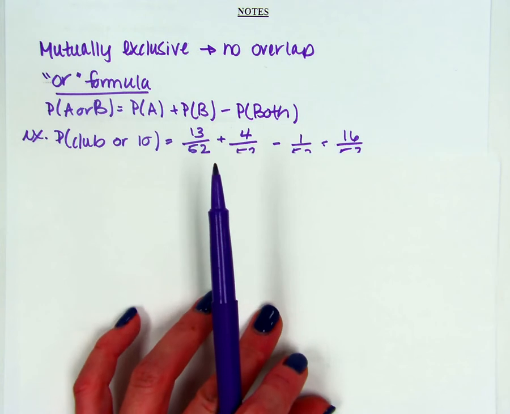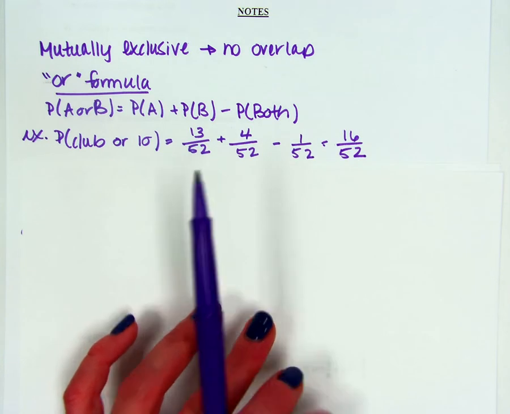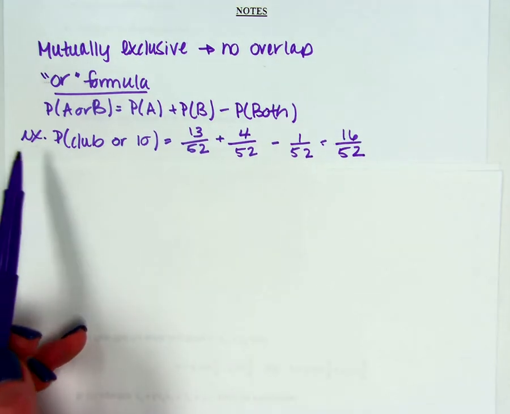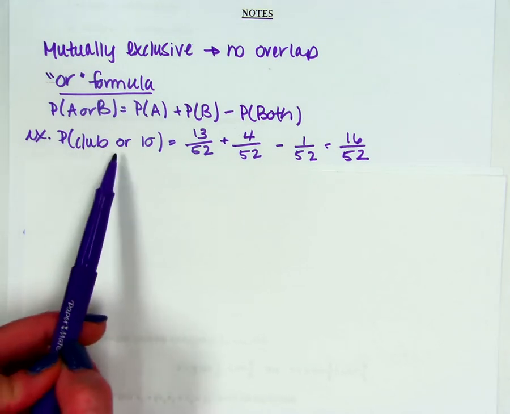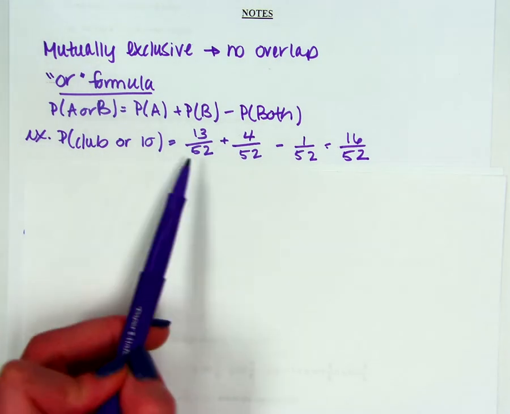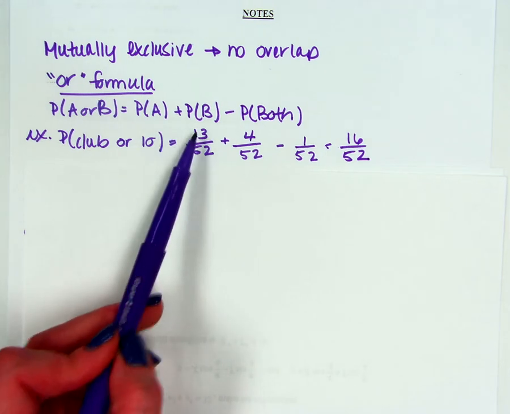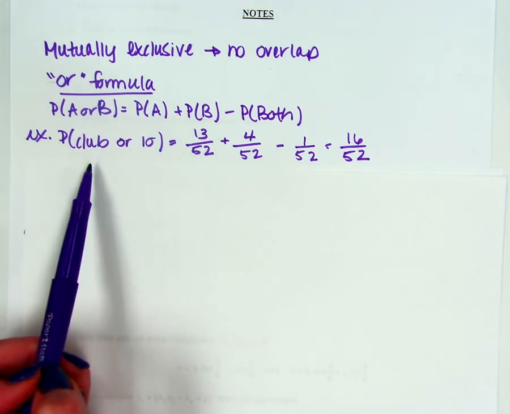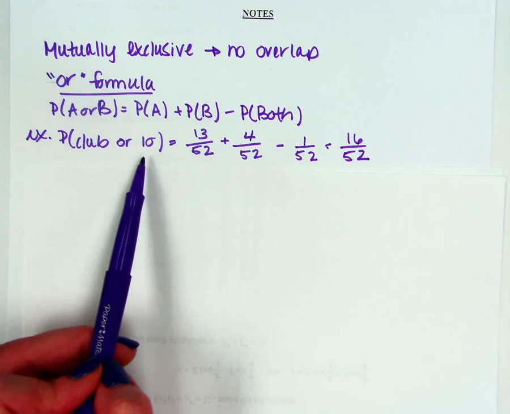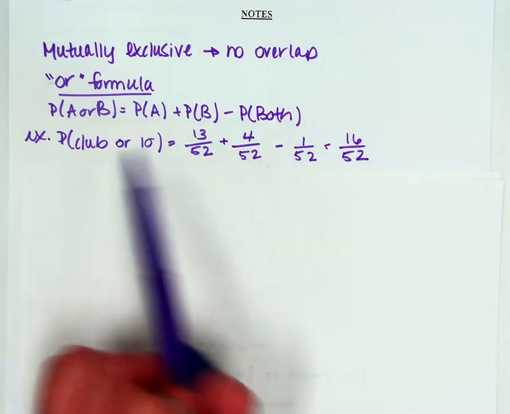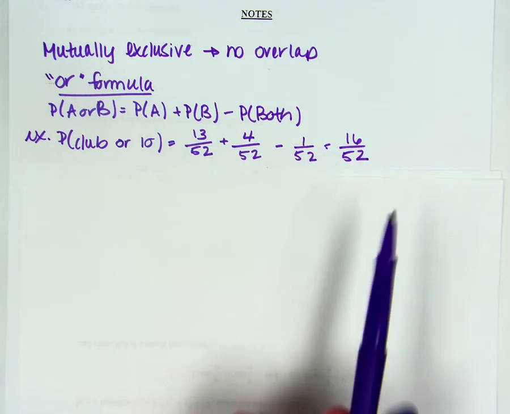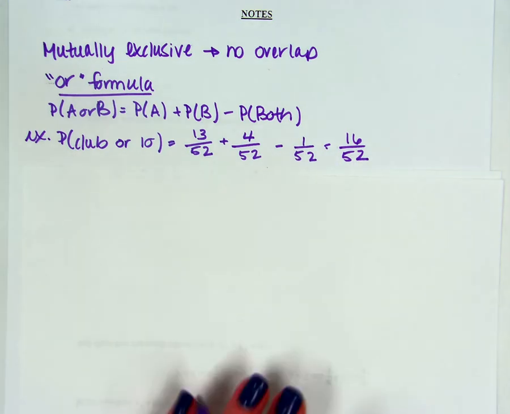For example, we did a lot of work with the face cards and the playing cards the other day. So here's an example: the probability of a club or a 10. We have a chance of 13 out of 52 if it's a club, 4 out of 52 if it's a 10. We'll add those together, and then subtract the probability of both, which would be 1 out of 52. So our total would be 16 out of 52.